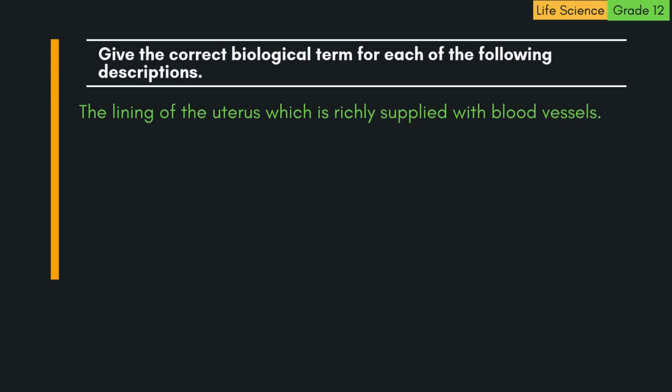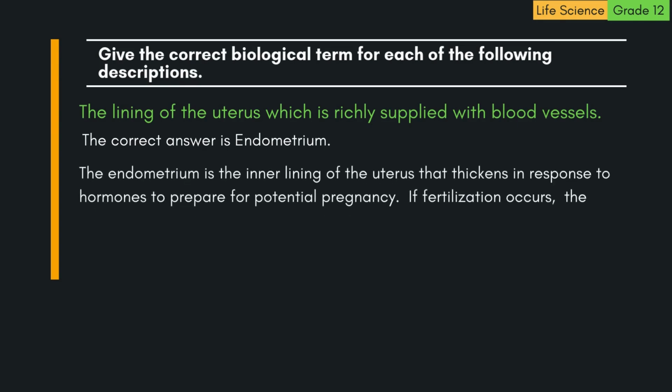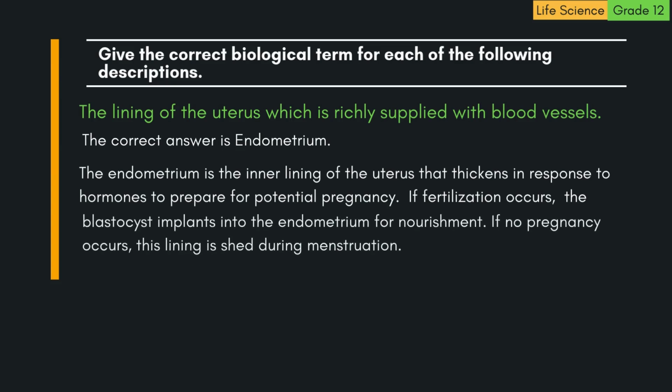The lining of the uterus, which is richly supplied with blood vessels. The correct answer is endometrium. The endometrium is the inner lining of the uterus that thickens in response to hormones to prepare for potential pregnancy. If fertilization occurs, the blastocyst implants into the endometrium for nourishment. If no pregnancy occurs, this lining is shed during menstruation.